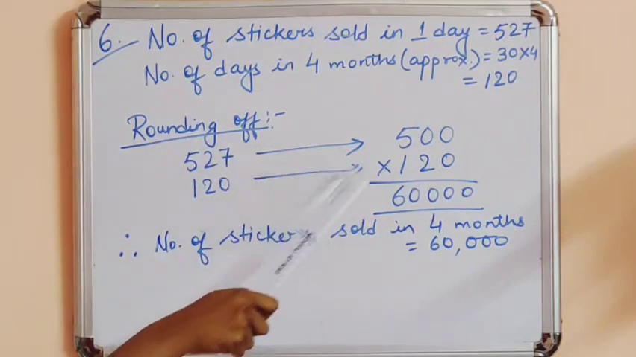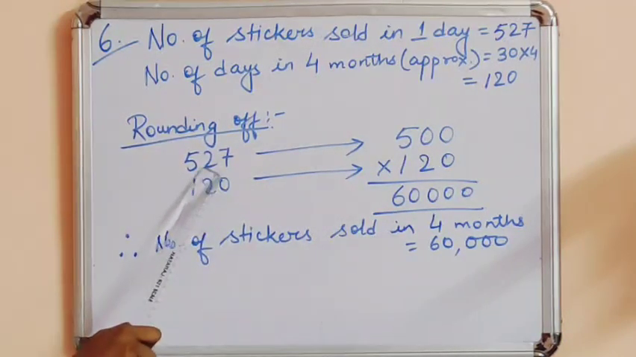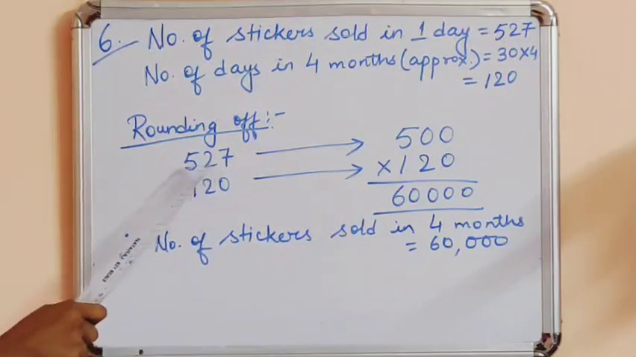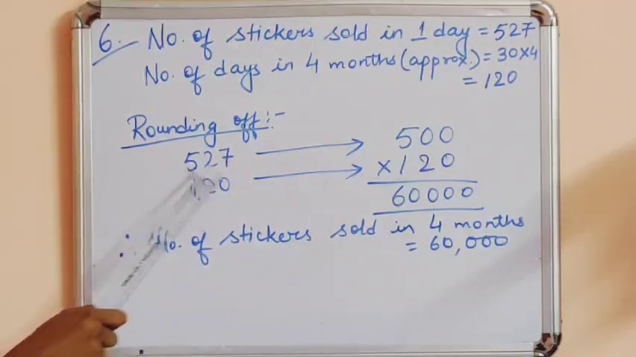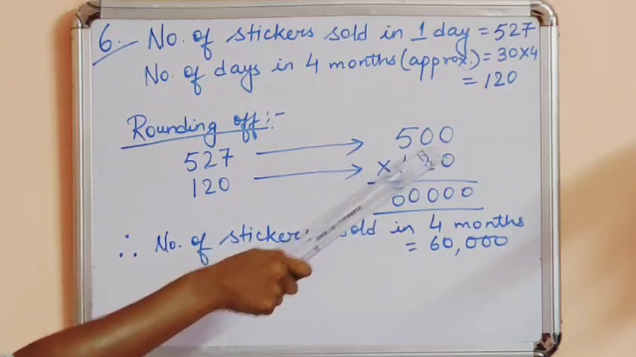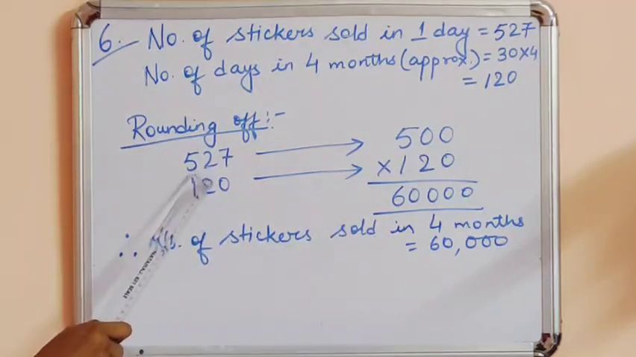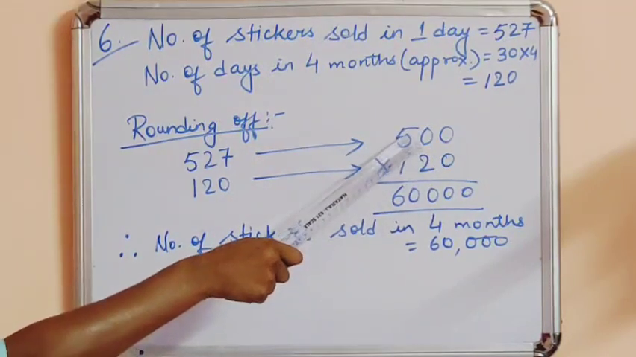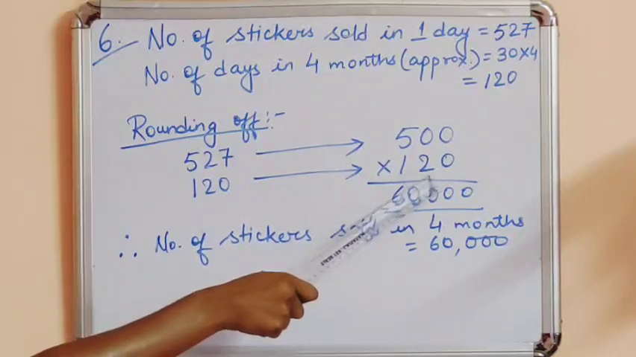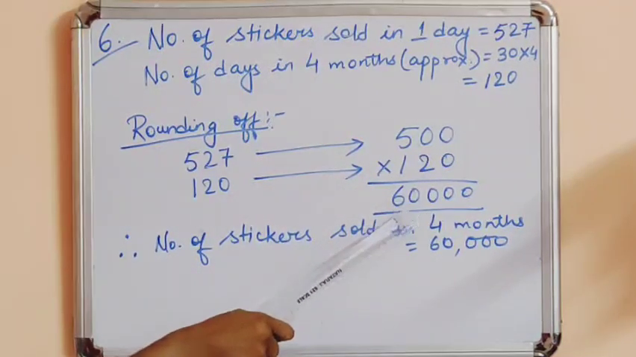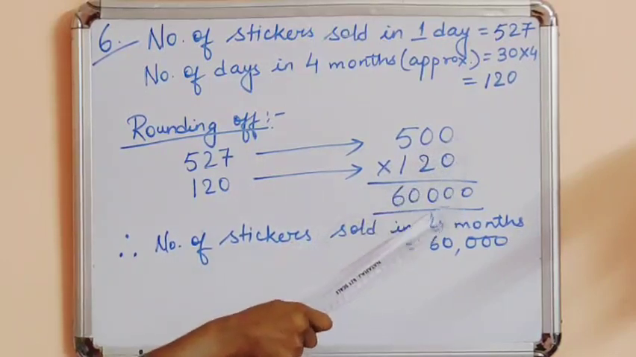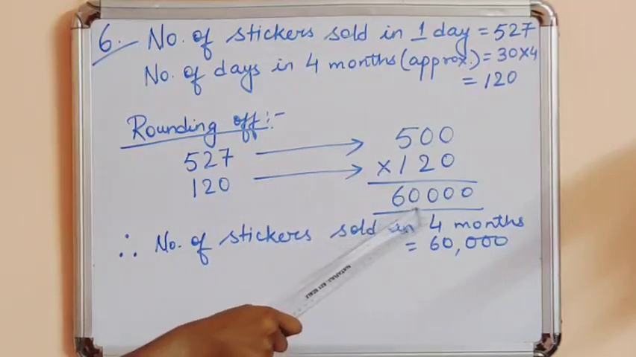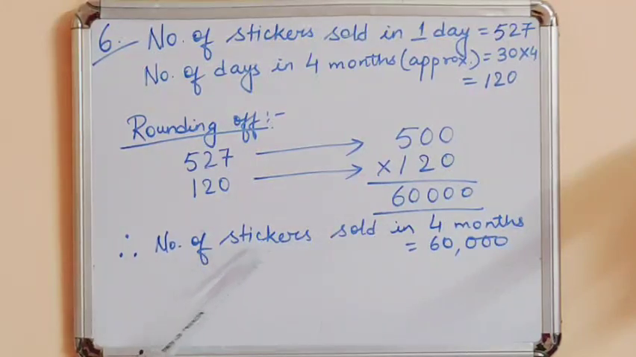And 527, if you round this off to the nearest hundreds, you have to see the tens place. Here in the tens place, there is 2. And 2 is less than 5. So, 5 in the hundreds place will remain as it is and the last 2 digits will become 0. So, 527, when you round this off, it becomes 500. And 120 will remain as it is. So, 500 into 120. See again, 12 into 5 is 60. So, you can simply write 60 and you can put 1, 2, 3 zeros here. So, this becomes 60,000. Therefore, the number of stickers sold in 4 months is equal to 60,000.